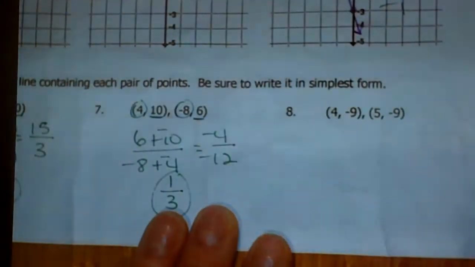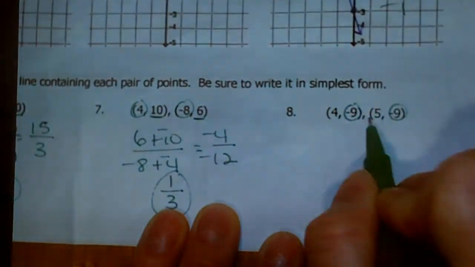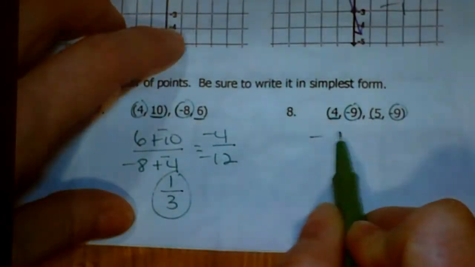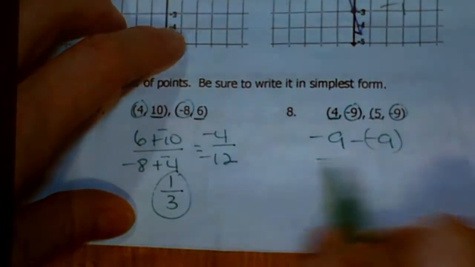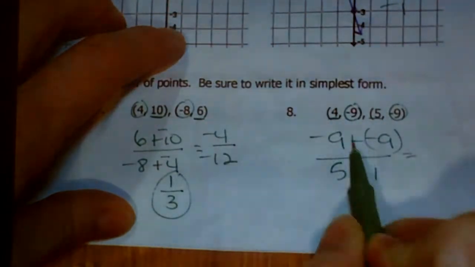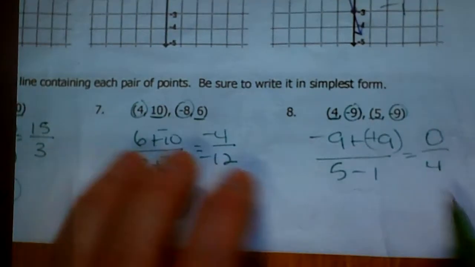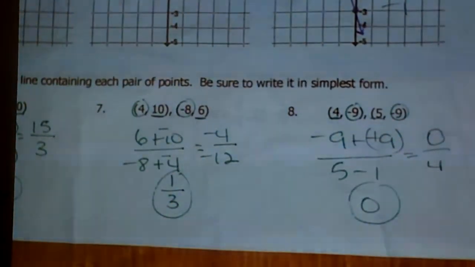Finally, for number 8, maybe you're already noticing, oh, the y's are the same value. So I'm going to have a 0 slope. If not, just do y2 minus y1 over x2 minus x1. You end up getting 0 over 4, and 0 divided by anything is 0. All right, page 1 is done.